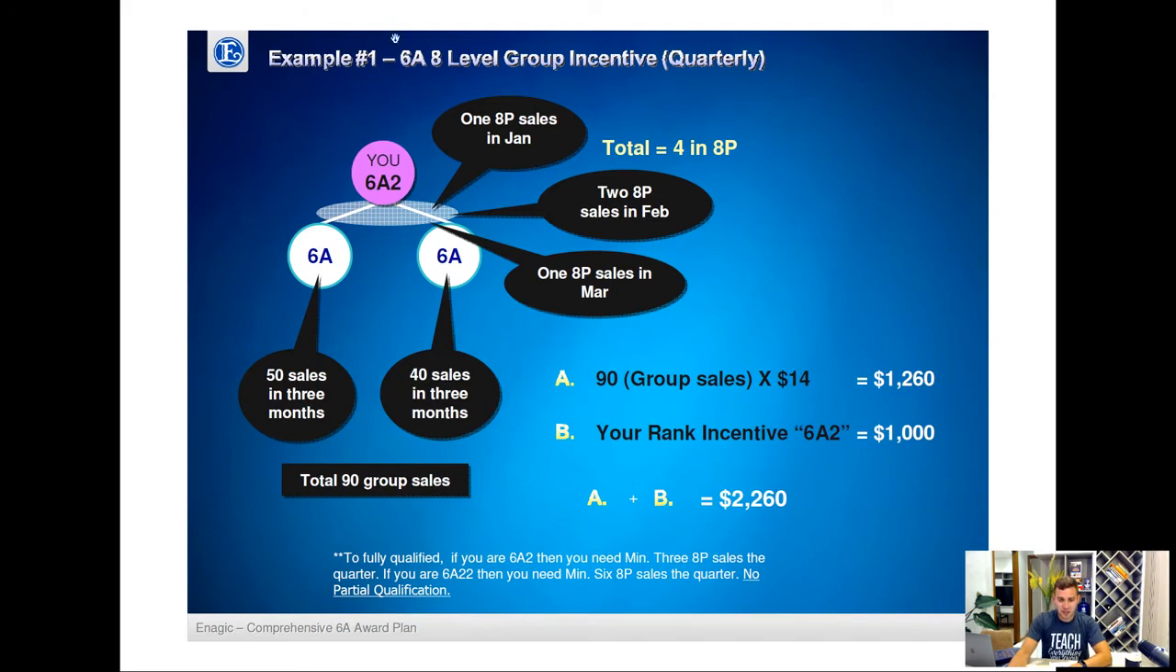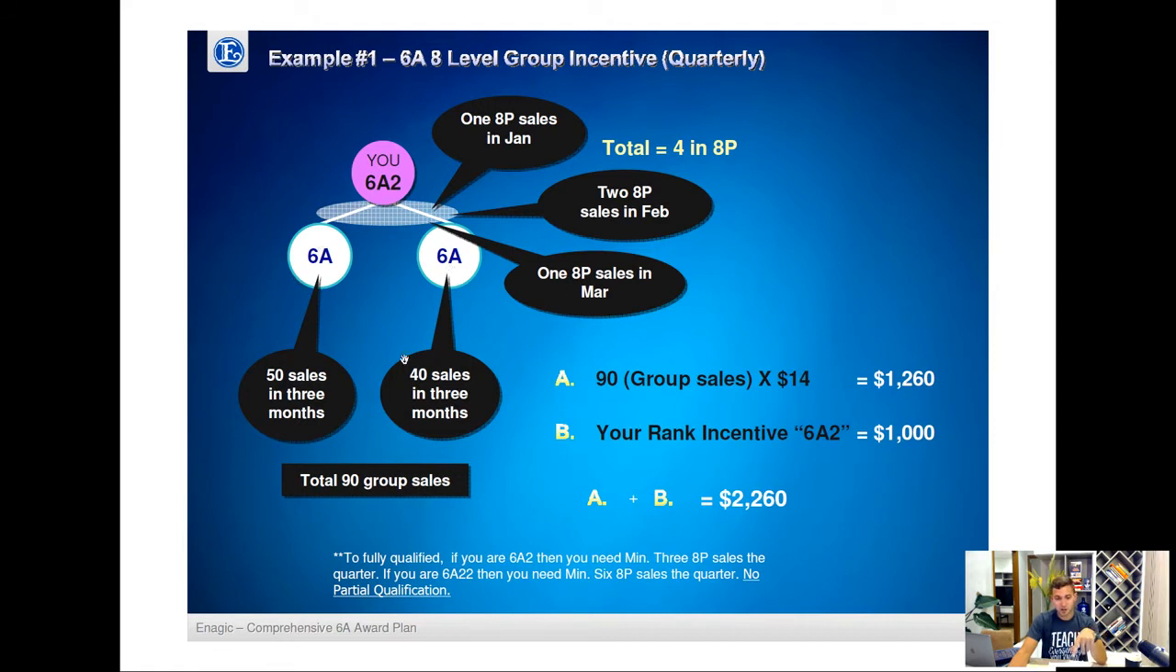So here's example number 1. You're 6A2. You had 1 8-point sale in January. Okay, you had 2 8-point sales in February. You had 1 8-point sale in March. That's a total of 4. All right, that's above the qualification of 3. 4, you're good to go, right? Fully qualified. Now you have a 6A direct to you.